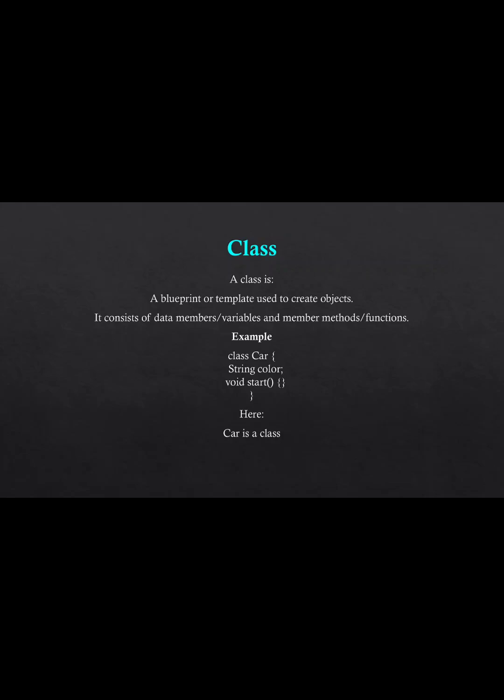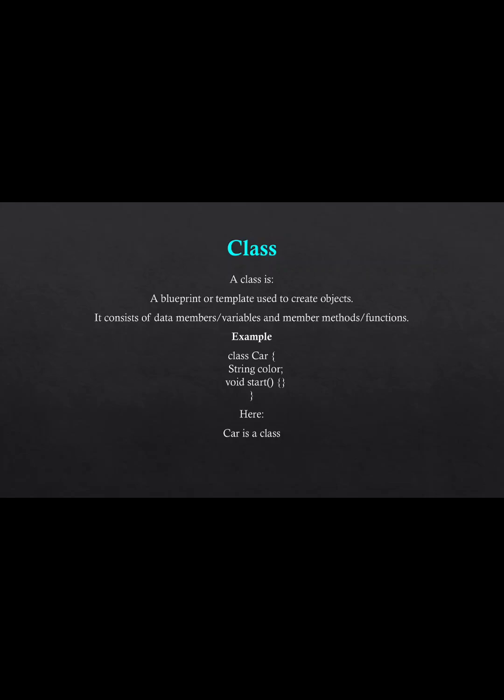So here, car is a class. Why? Because it has two things. One is a data member, which is string color, and a member function, which is void start. I hope till here you would have understood what a class is.